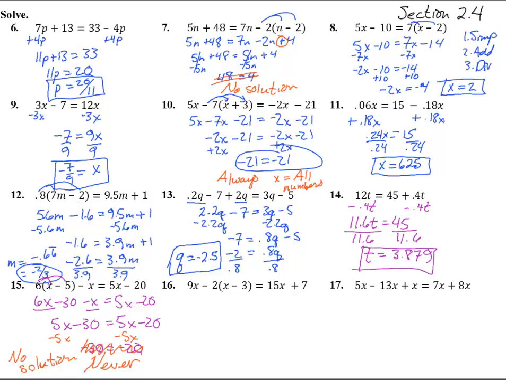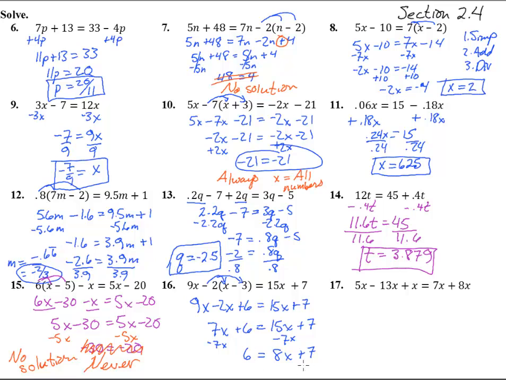No solution. Number 16, 9x. We get a negative 2 jumping in here. Don't forget that's a negative 2. So this is 9x minus 2x. That's a plus 6 equals 15x plus 7. 9x minus 2x is 7x plus 6 equals 15x plus 7. Get the x's together. So subtract that 7x, and we are left with 8x plus 7 on this side equals 6. Now we're going to do the addition and subtraction now that the x's are all together.